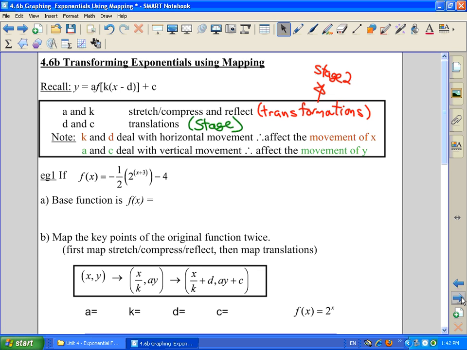All right, so what's new, what's different from other parent functions that we've taken a look at, is the base changes. So in this case we want to make it as simple as we can. How simple can this expression f at x be? Basically remove the a, the k, the d, and the c, and you're left with your parent function f at x equals 2 to the x. So what I want you to remember is y or f at x equals b to the x. So whatever base is given, you are going to make that as simple as you can.